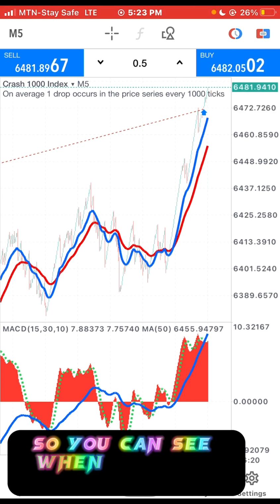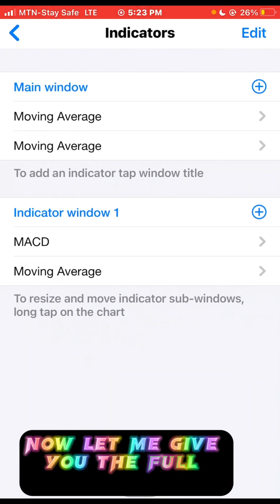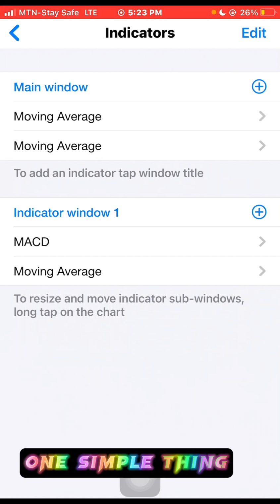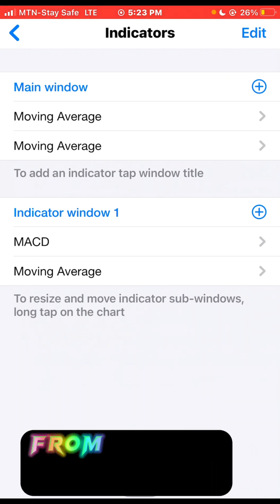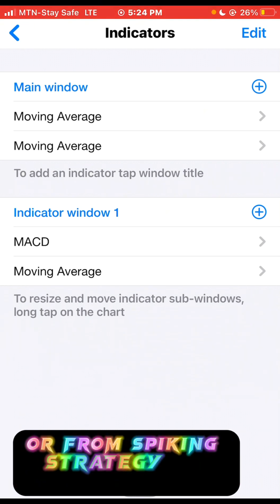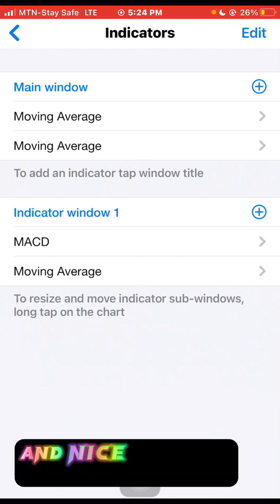When we talk about the settings, let me give you the full settings, where I'm going to show you exactly where we need to change one simple thing to change the complete strategy from a scalping strategy to a spiking strategy, or from a spiking strategy to a scalping strategy.